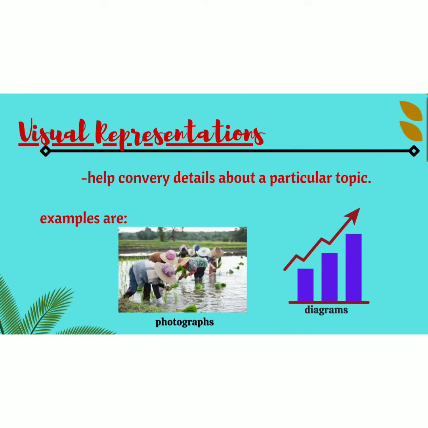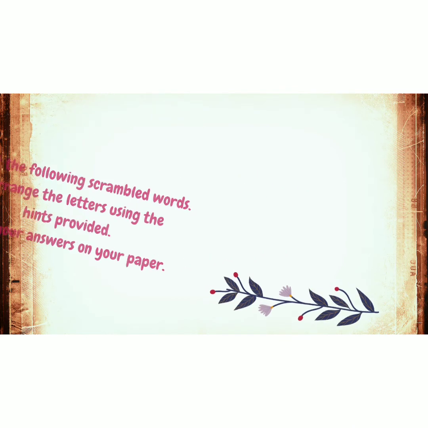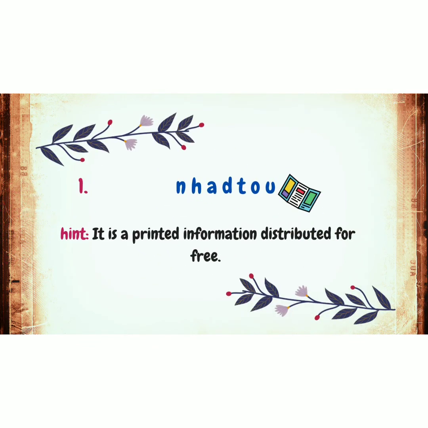Visual representations help convey details about a particular topic. Examples are photographs and diagrams. Now, let us learn other types of visual representations by rearranging the letters to form the following words. Number 1. It is a printed information distributed for free. What is it?